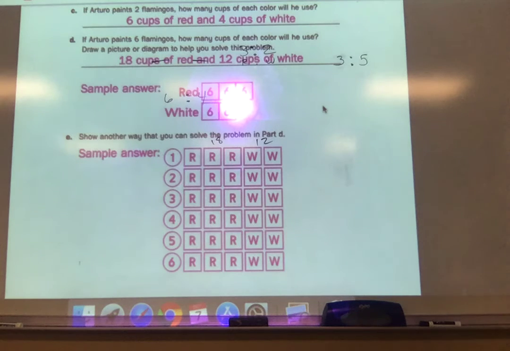Okay, so we've talked about all these different ways to deal with ratios, and you're going to be using those today in your open response, in a more complex problem to solve a real world problem, having to use this type of ratio thinking.